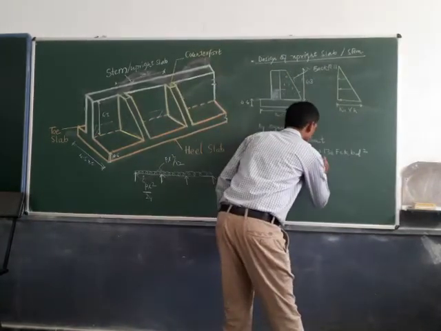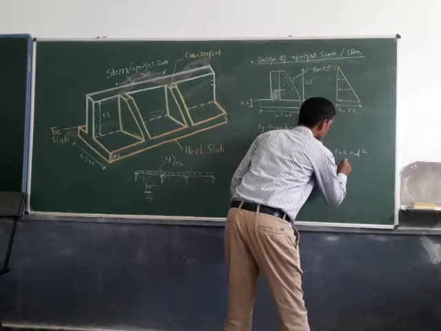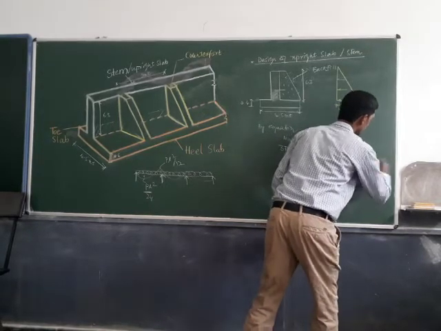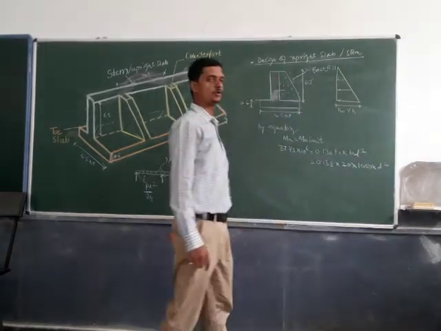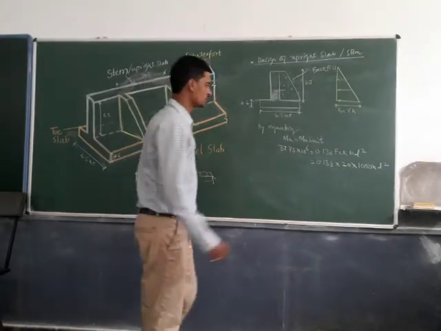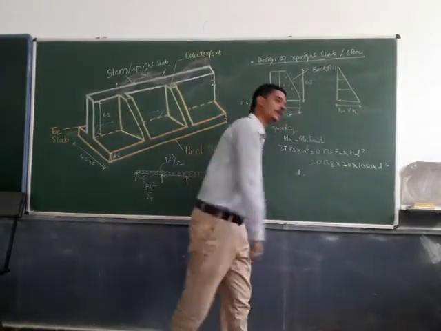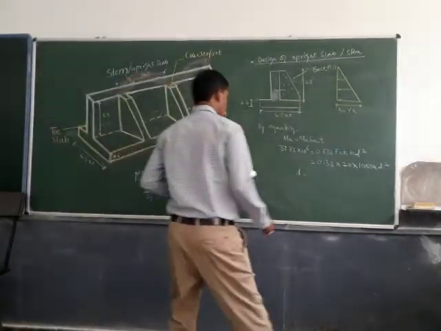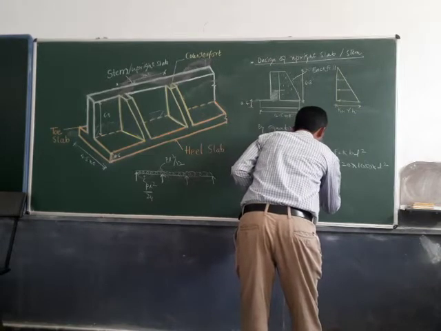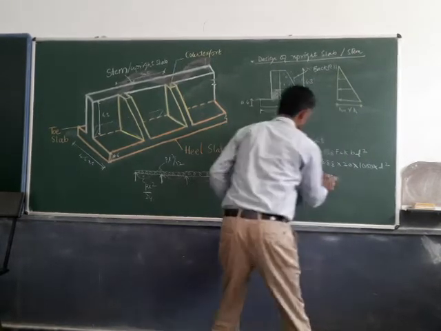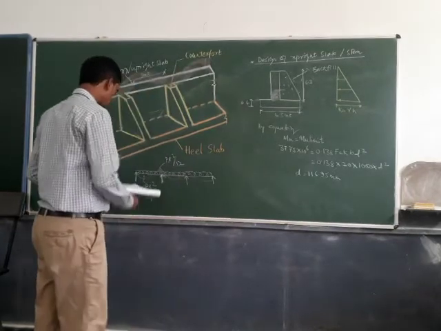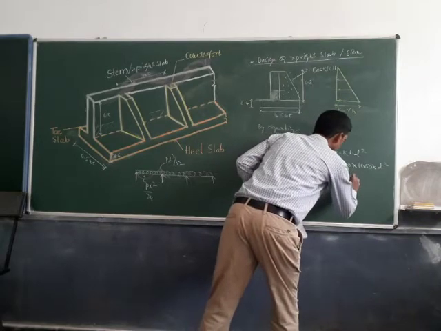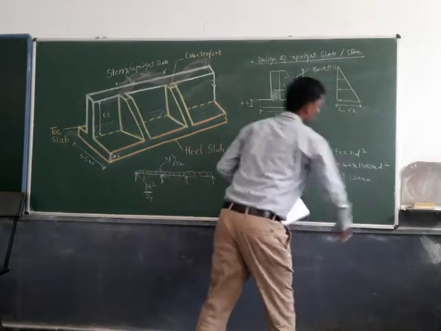Here 0.138 fck, fck is 20, b is 1000 and d, that is the thickness of slab or the depth of slab. It is a vertical slab. So by this we get d is equal to 116.95. Okay. So I round off to 120.